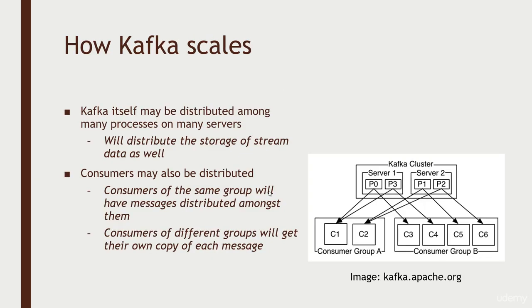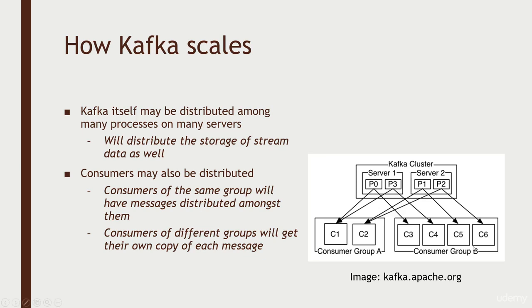How does Kafka itself scale? Well, like we said, Kafka can be spread out on a cluster of its own, so you definitely don't want a single point of failure with Kafka. You can actually have multiple servers, each running multiple processes, and those will distribute the storage of the data on your topics and the processing of all the publishers and subscribers connected to Kafka, or consumers and producers in Kafka terminology. You can also distribute the consumers themselves.